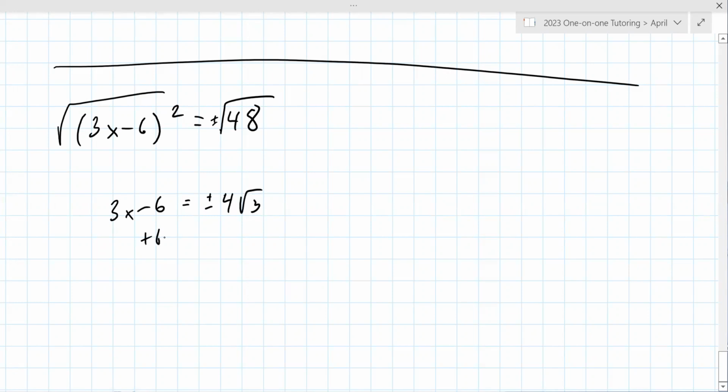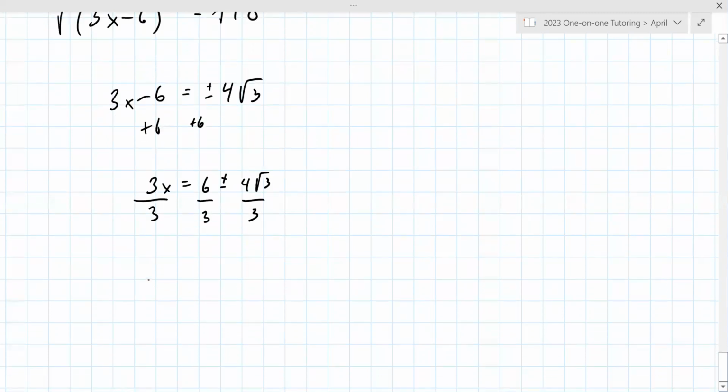So you add 6 to both sides. So it's 3x equals 6 plus or minus 4 square root of 3. And then now you divide by 3, but you divide everything by 3. You can only divide the constants here, like these fractions, but on the right here, you can only divide the number out in front. So it'd be 4 thirds times square root of 3. Good, really good.